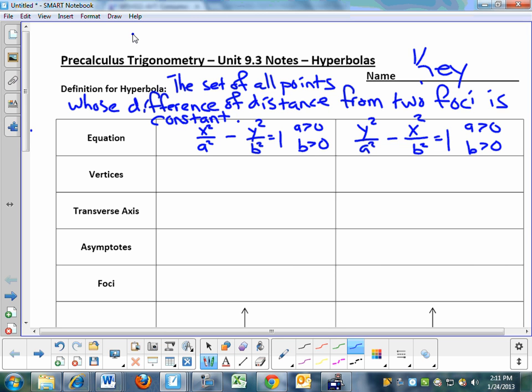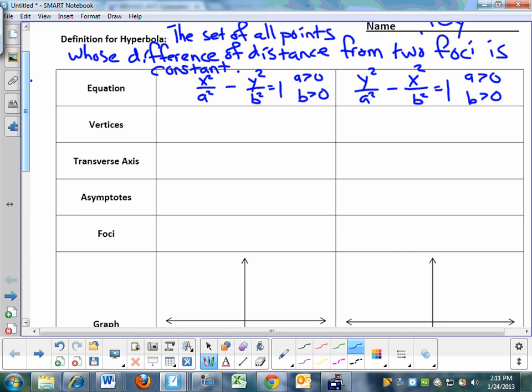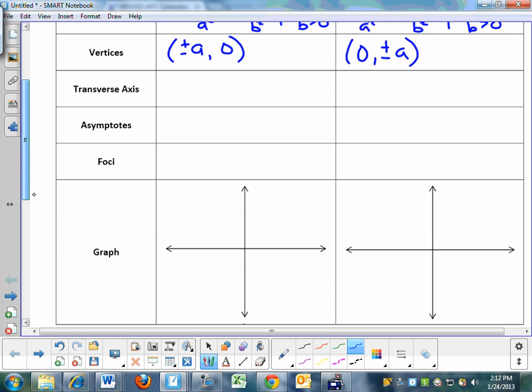So the vertices, what we do is here's a horizontal one. So my vertices will be x coordinates. Whereas for this one, my vertices will be y coordinates. So I'm going to go down to my shape. I'm just going to pick an a value, a negative a value.